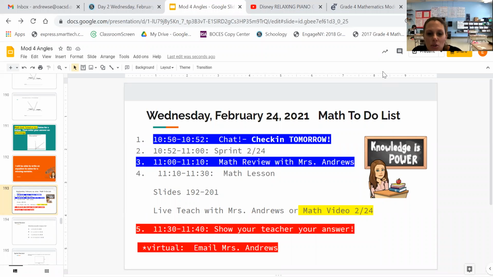Hello, boys and girls. Today is Wednesday, February 24th, and we are going to continue learning about using equations to solve for a missing variable.